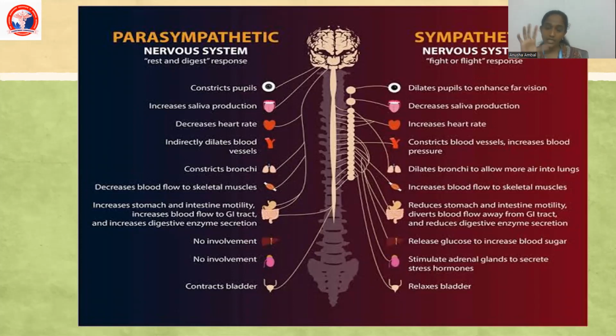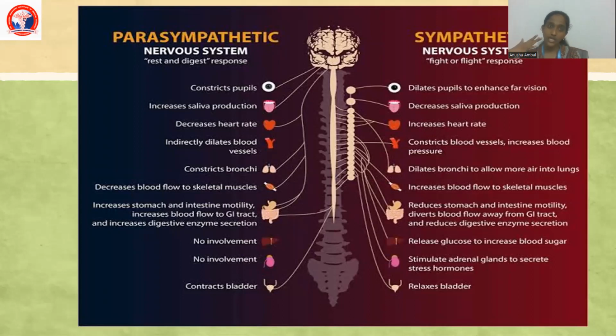Whatever happens in that particular phase is an action of the sympathetic nervous system, because that is the one involved in the flight or fight response. Whenever you see a dog and know you have to run, your vision should be very clear. So there will be pupillary dilation. Whenever you are in fear, you are afraid of something, automatically your pupil will dilate.